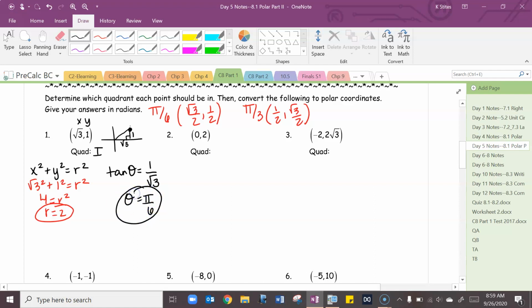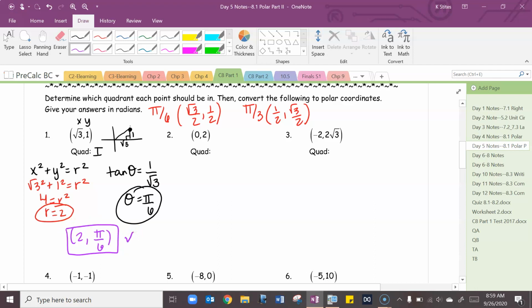Now, here's where you need to check. Because we are in quadrant 1, rectangular, so we still need to be in quadrant 1 for polar. So check, is pi over 6 in quadrant 1? Yes, it is. So 2 comma pi over 6 is our answer.